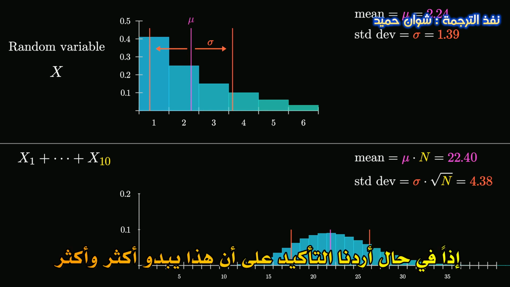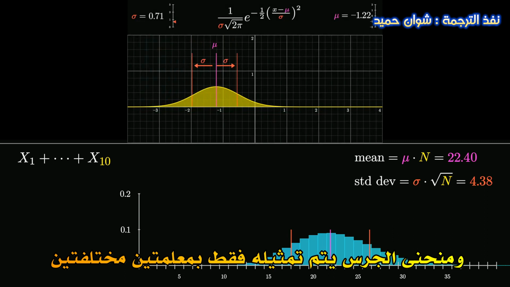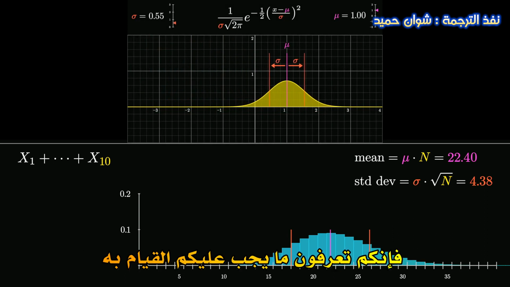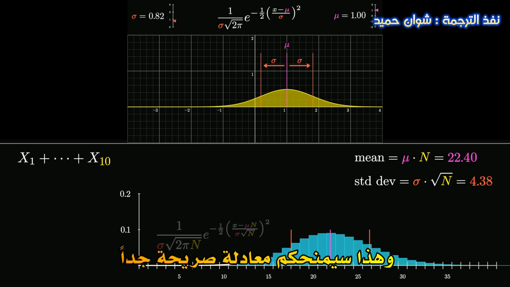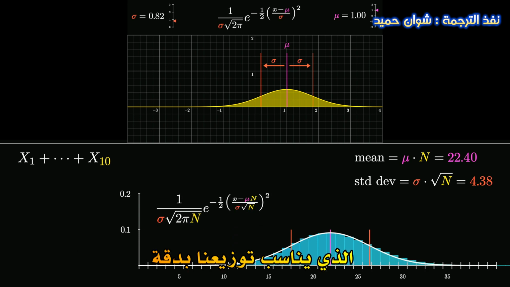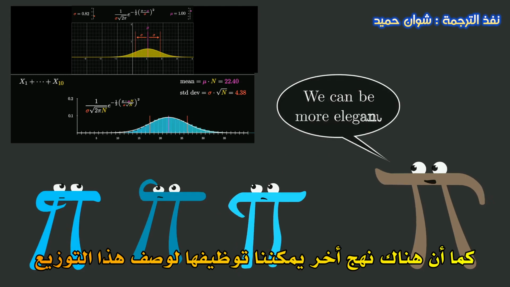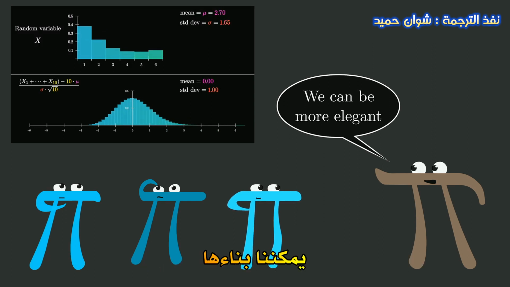So now, if we want to claim that this looks more and more like a bell curve, and a bell curve is only described by two different parameters, the mean and the standard deviation, you know what to do. You could plug those two values into the formula, and it gives you a highly explicit, albeit kind of complicated, formula for a curve that should closely fit our distribution. But there's another way we can describe it that's a little more elegant and lends itself to a very fun visual that we can build up to.